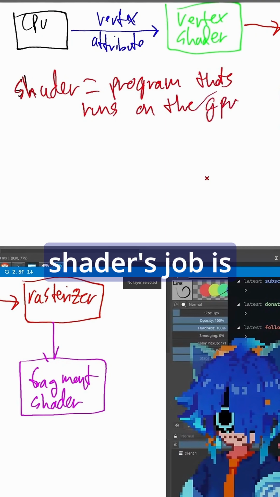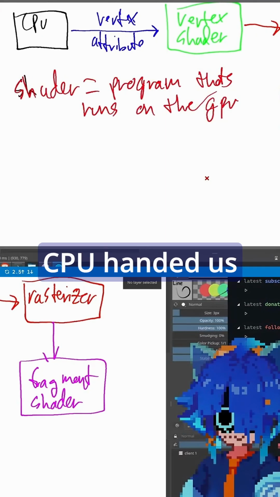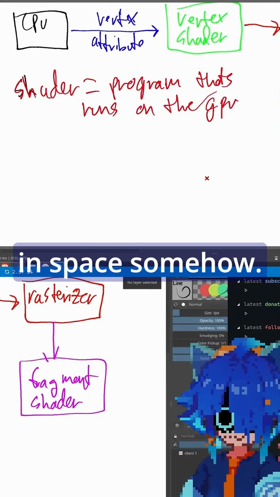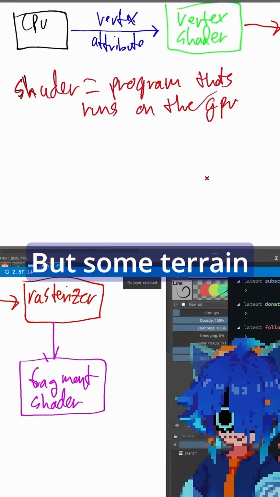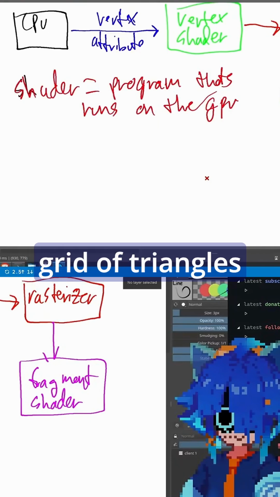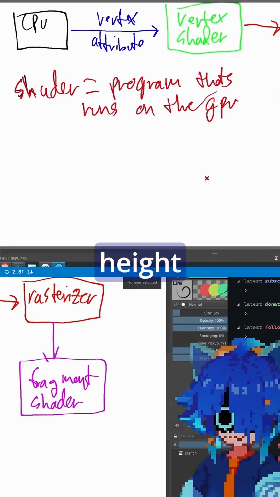So the vertex shader's job is to take the vertices that the CPU handed us and position them in space somehow. In our case, we're just going to pass them straight through. Say the CPU did a good enough job and we're not going to mess with them. But some terrain might take a flat grid of triangles and then add some height data to them.